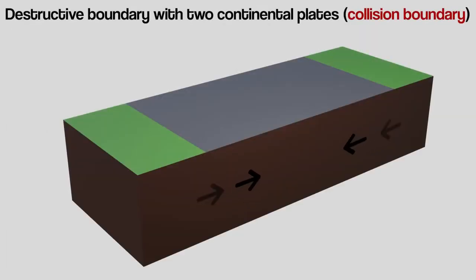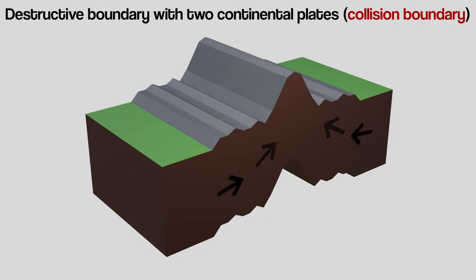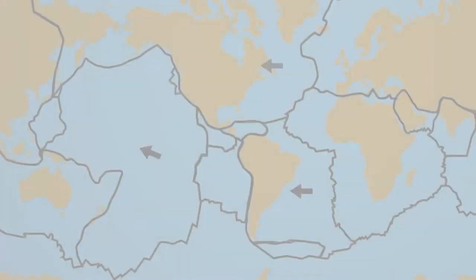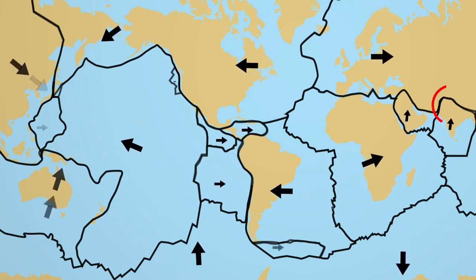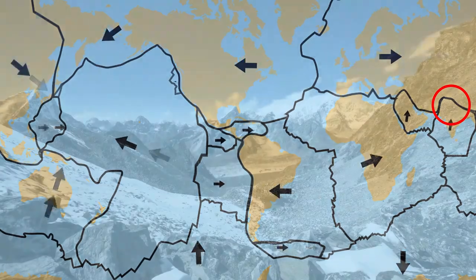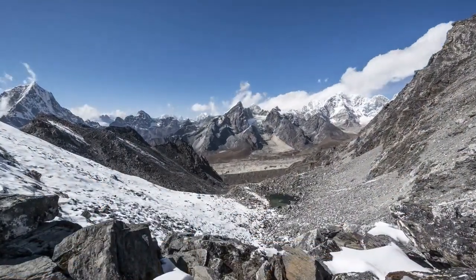The second type of destructive plate boundary is known as a collision boundary. The big difference here is that both of the tectonic plates are continental, so they have roughly the same density. They crash head-on and crumple upwards, creating what we call fold mountains. You can see this is happening between tectonic plates like the Indian and Eurasian plates, where the force of the two plates colliding has created the mighty Himalayas mountain range.